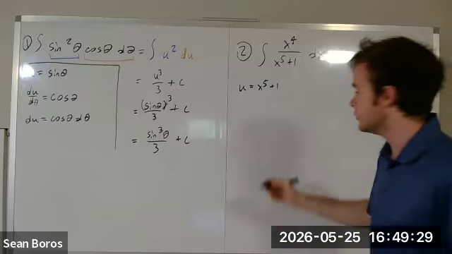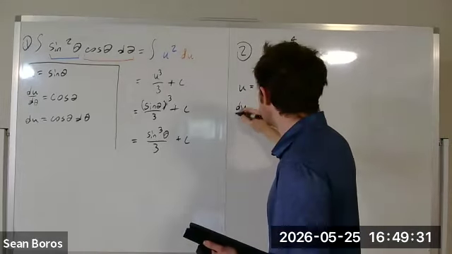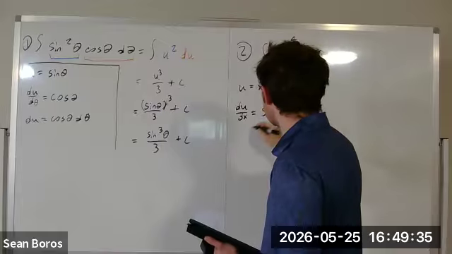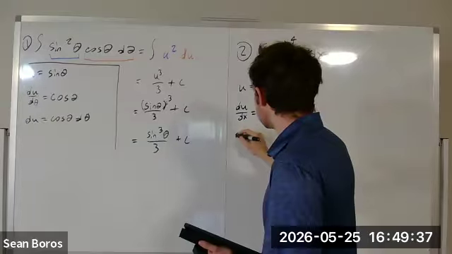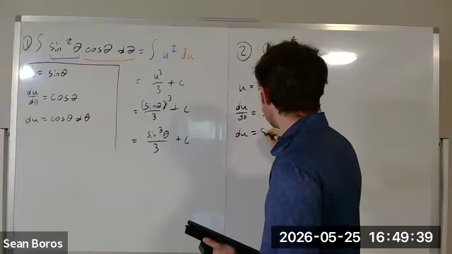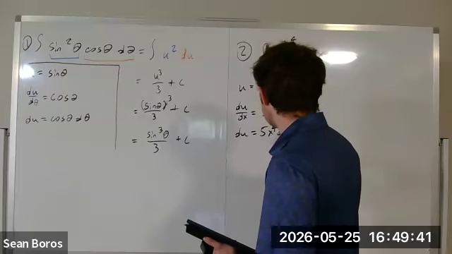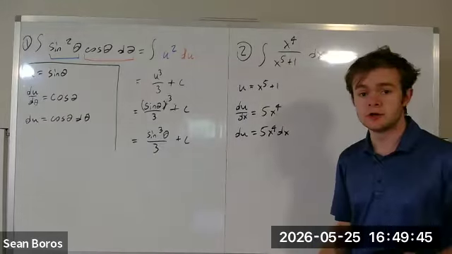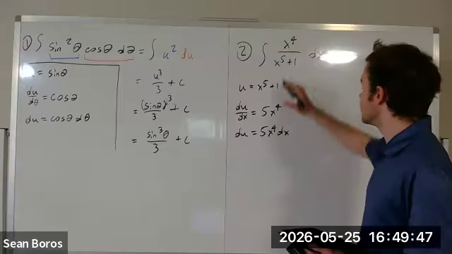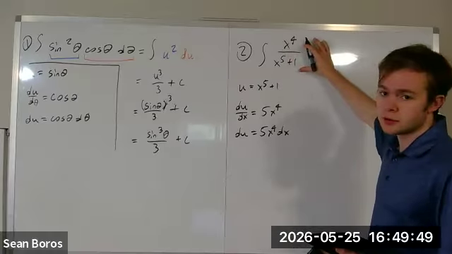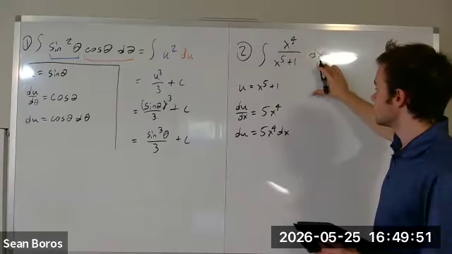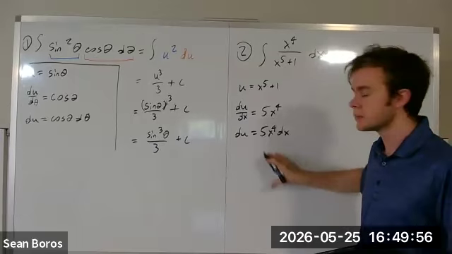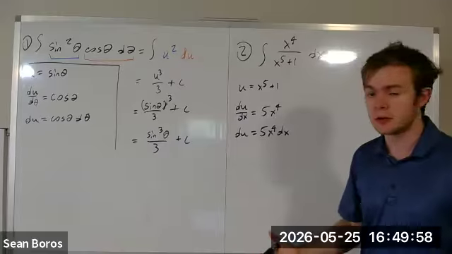And again, we take the derivative of both sides. du by dx is 5x to the 4th, and then move the dx to the other side. du equals 5x to the 4th dx. Okay, but now we run into a little bit of an issue, because if we look at the integral that we have, up here we have x to the 4th dx, but down here we have 5x to the 4th dx. So we need to actually fix that.